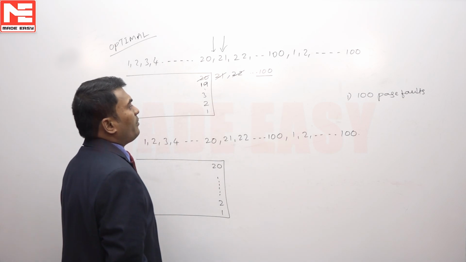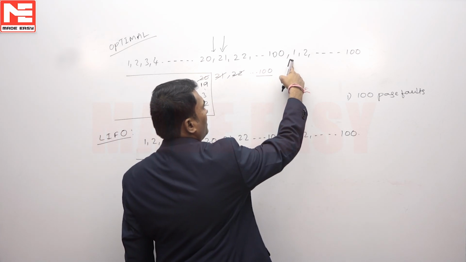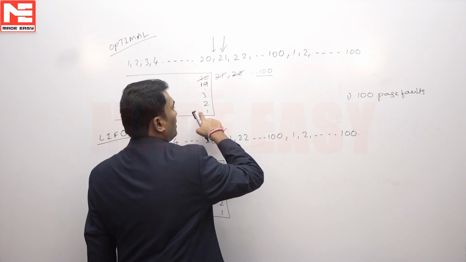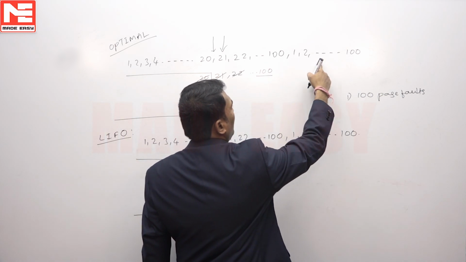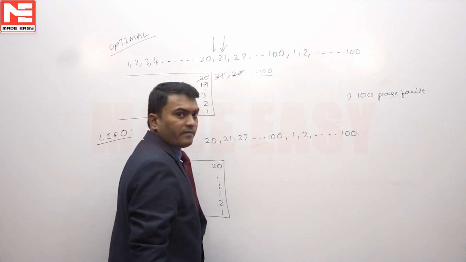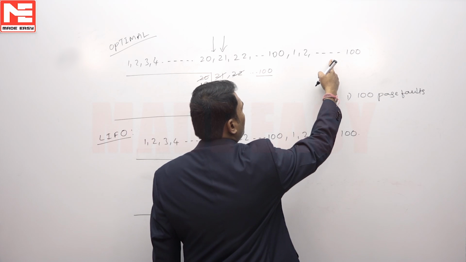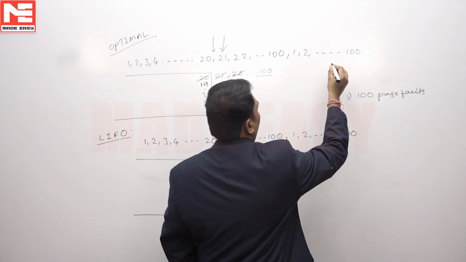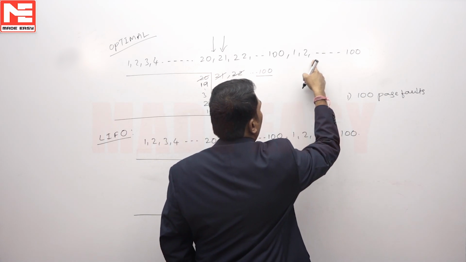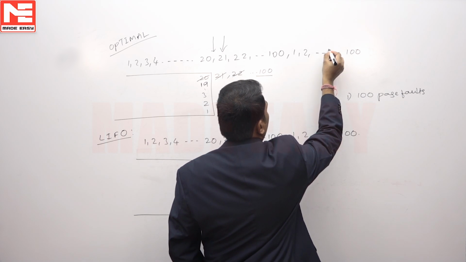Now in the next station, what happens? Now you are having 1 here. 1 is available, so that is not a page fault, and till 19 there are no page faults. Now after 19, again you will have the page fault. Now you understand here, 1 to 19 there are no page faults.